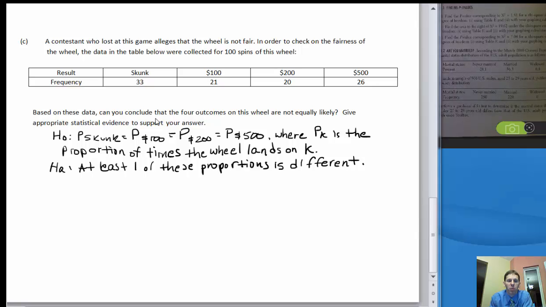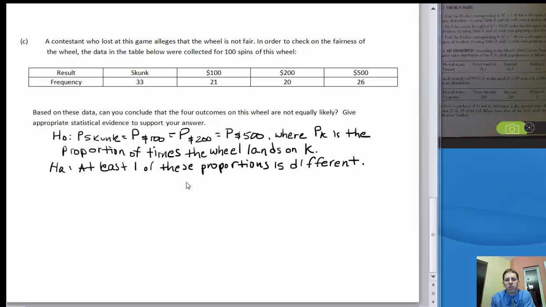Now you can use wording from the problem if it asks, can you conclude the 4 outcomes on the wheel are not equally likely? For the null hypothesis, you could say the 4 outcomes on this wheel are equally likely, and the alternative still would be at least one of these proportions is different.